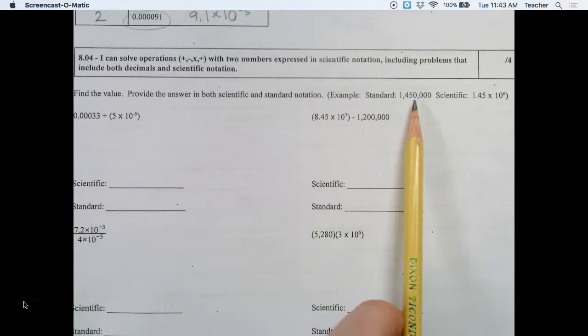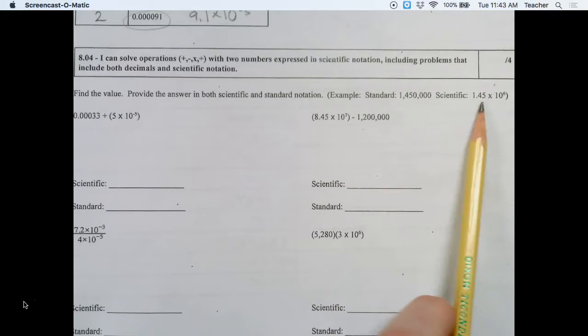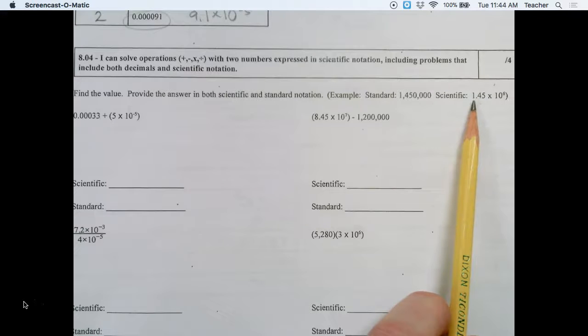So standard would look like that. Scientific would look like this. Remember that this number needs to be between 1 and 9.9999999. Right? And this is 10 to the something power.